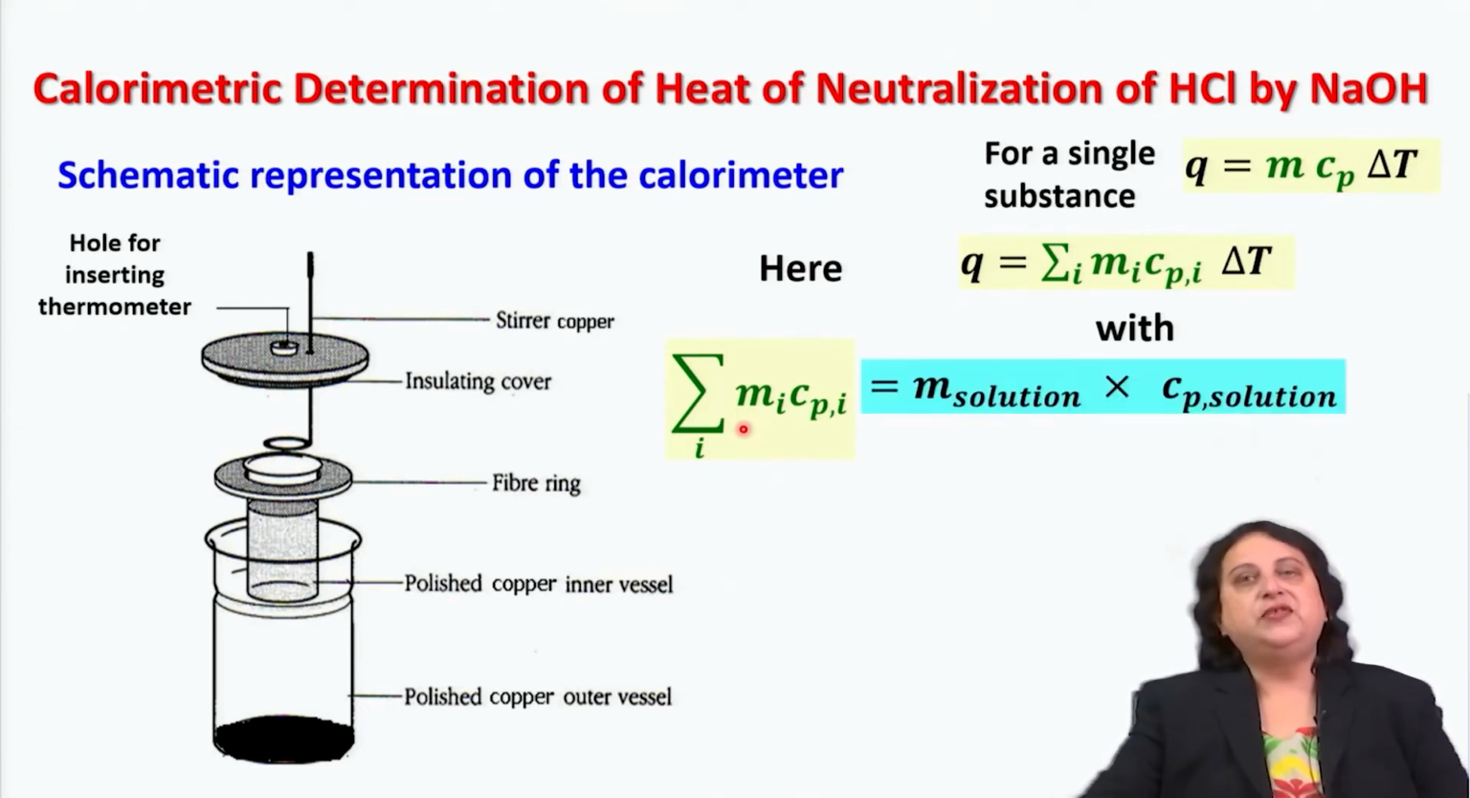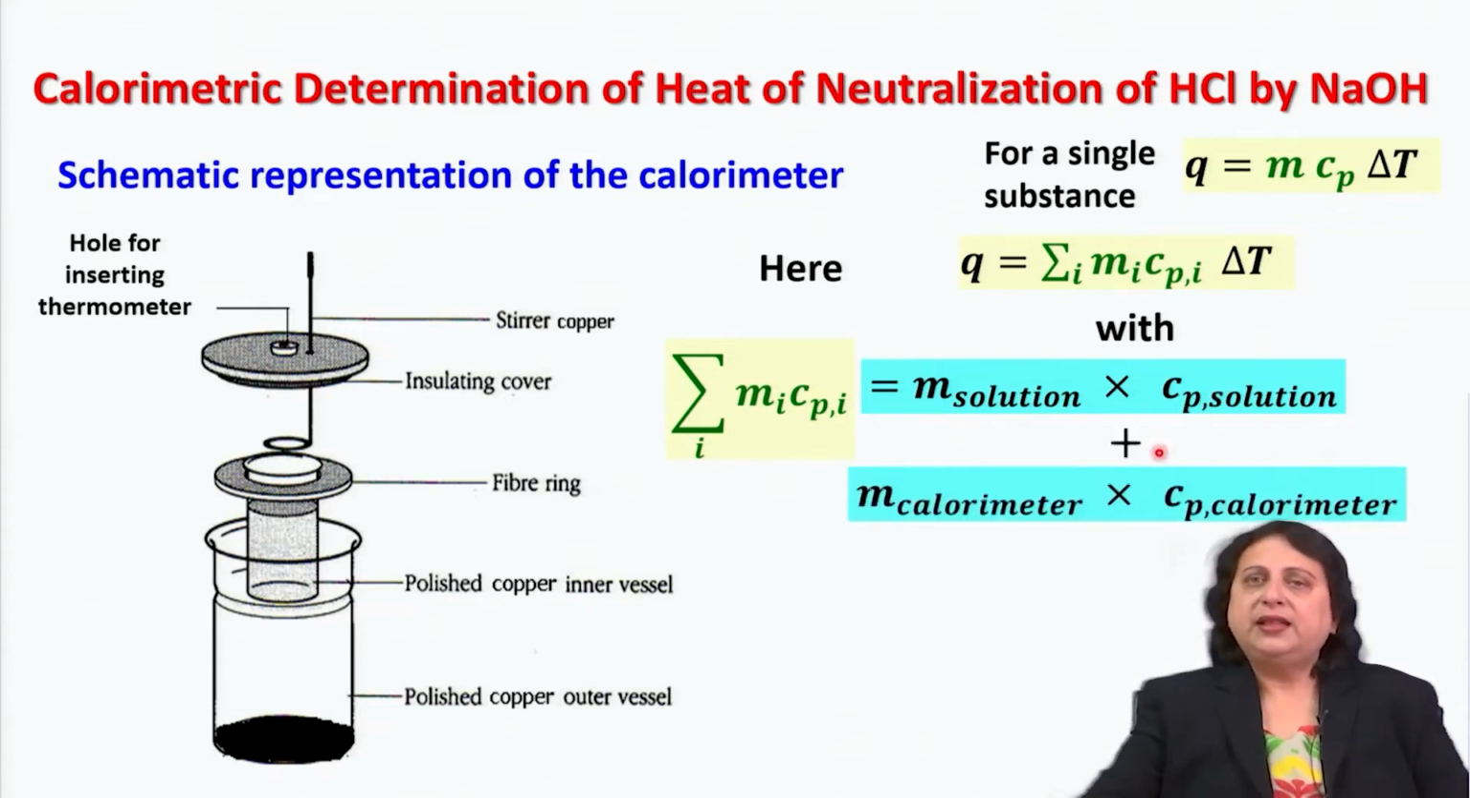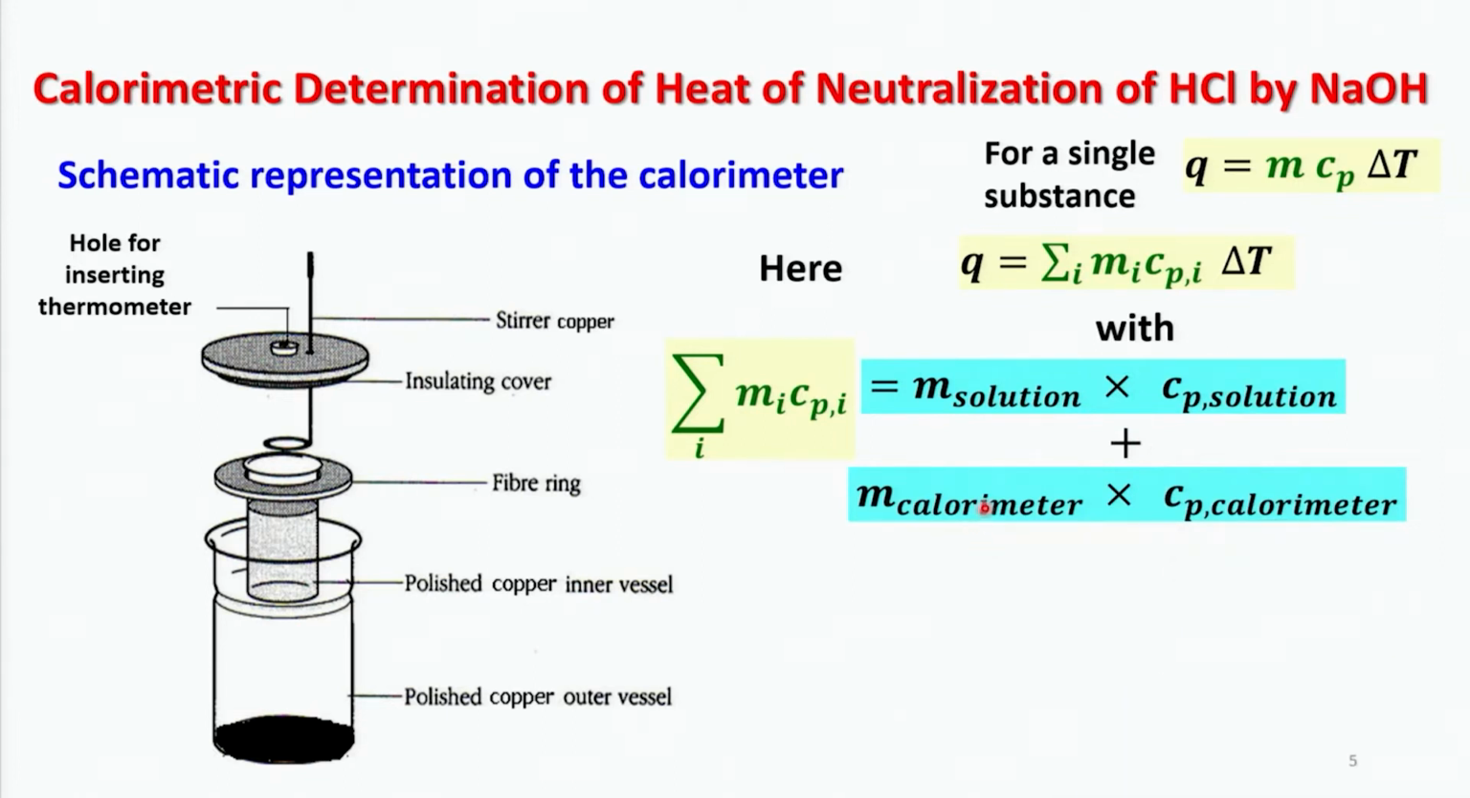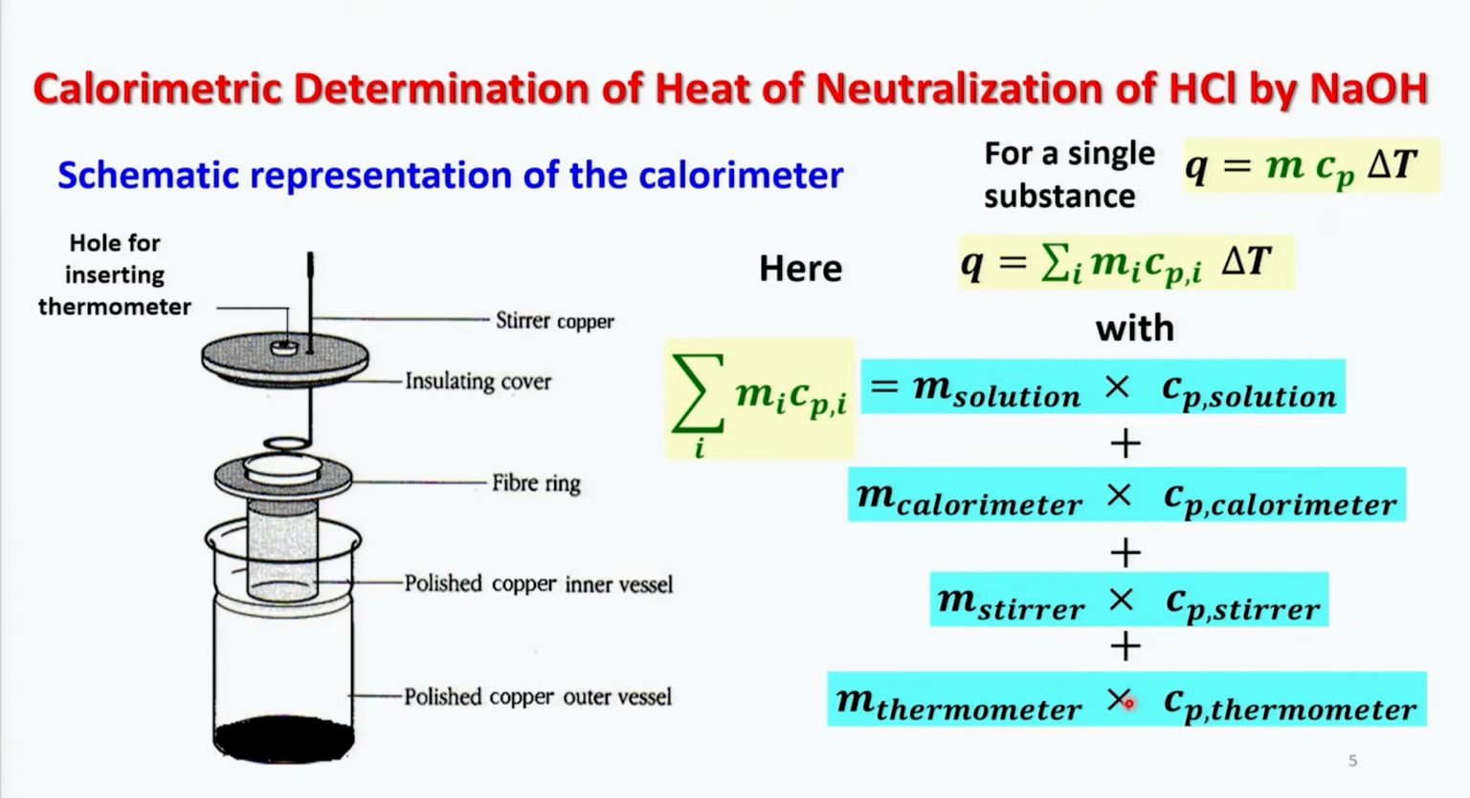So, the first term obviously will be mass of the solution multiplied by specific heat of the solution. I will then add to it the contribution coming from a product of mass of the calorimeter multiplied by the specific heat of the calorimeter. Then I will add to it a third term coming from the mass of the stirrer multiplied by the specific heat of the stirrer, and then I will have the last term added to it, which is mass of the thermometer into the specific heat of the thermometer.